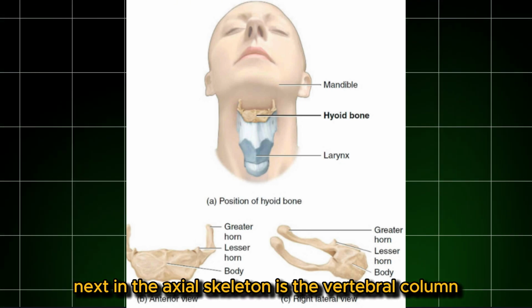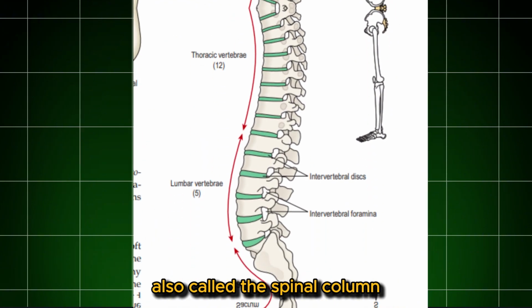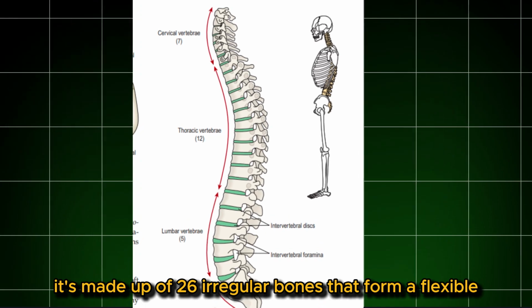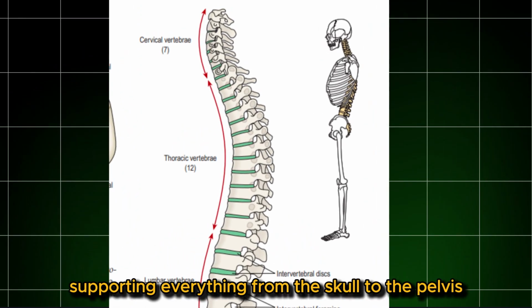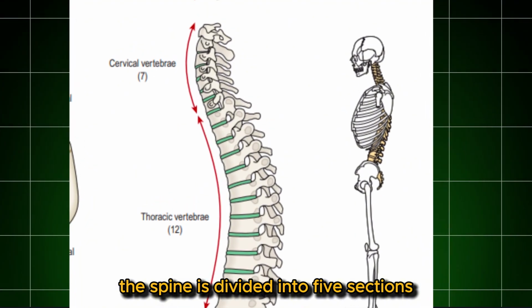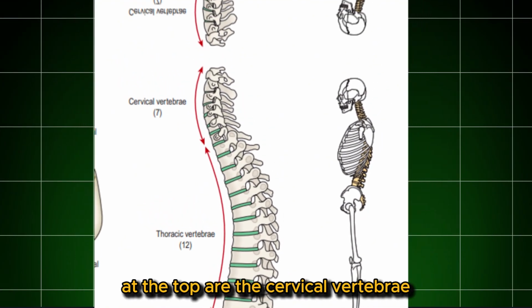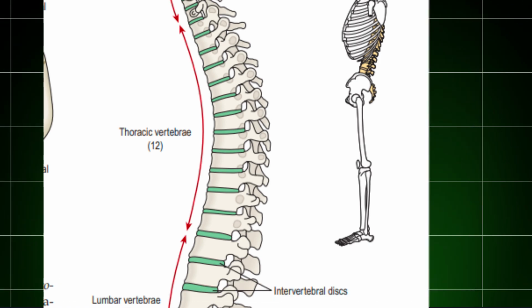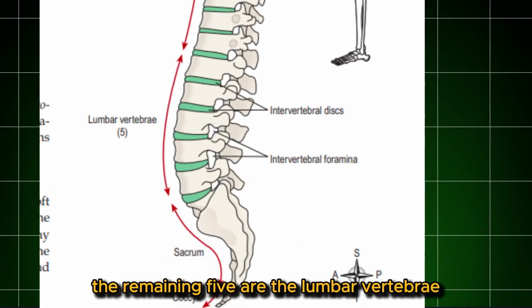Next in the axial skeleton is the vertebral column, also called the spinal column or simply the spine. It's made up of 26 irregular bones that form a flexible, curvy structure supporting everything from the skull to the pelvis. The spine is divided into 5 sections. At the top are the cervical vertebrae, the first 7. The next 12 are the thoracic vertebrae. The remaining 5 are the lumbar vertebrae.